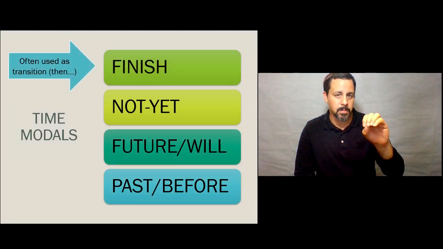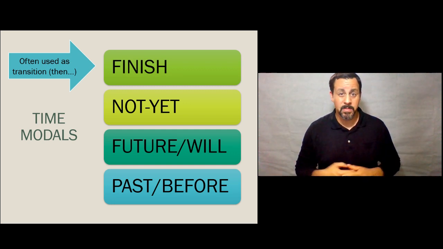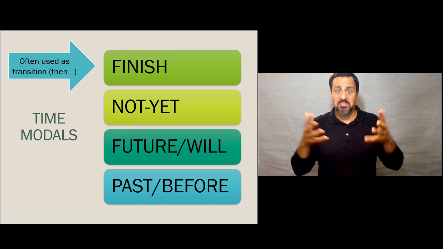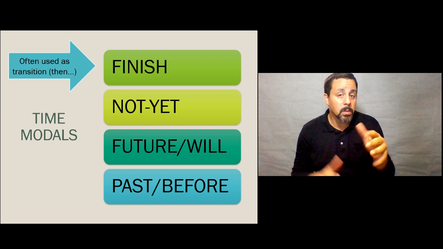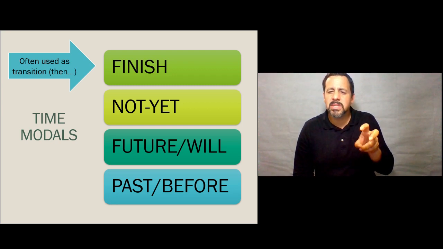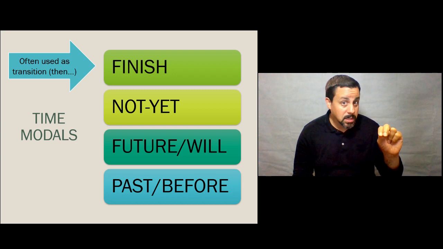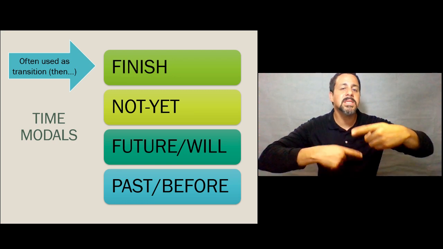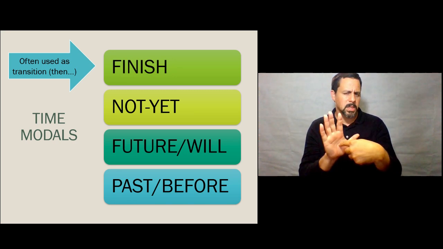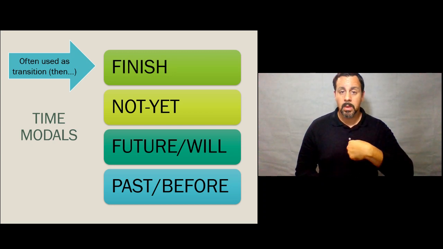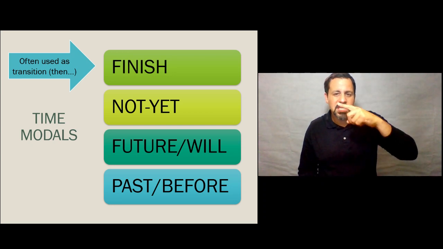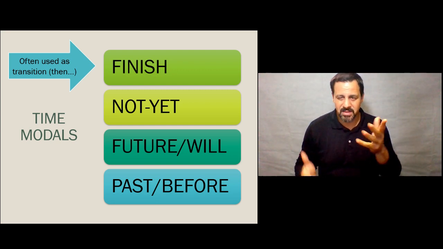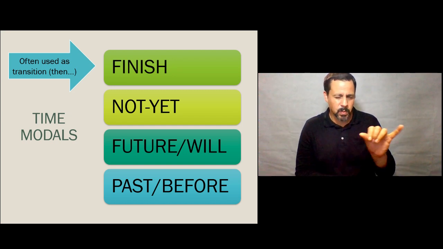All right, so here are the 4 time modals in ASL. The first one is finish. Finish means that I'm done. And this sign is often used as a transition. Like, for example, then, next, after. In ASL, we tend to use the sign for finish. So for example, morning, me wake up, finish. Brush teeth, finish. Get dressed. You see? So I used finish as a transition.